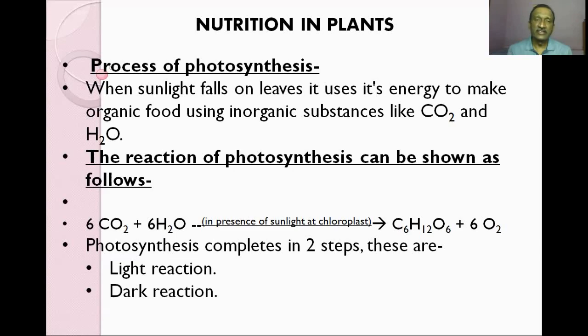Both processes, light reaction and dark reaction, go on simultaneously in the leaves of the plant, and dark reaction is followed by light reaction, and light reaction is followed by dark reaction, because some of the substances which are used, it can be compared to a mobile battery, the mobile battery which you recharge when light is available, and then you use it, and then when it discharges again you put it to the light. So for the plants, the recharge is done by light energy.